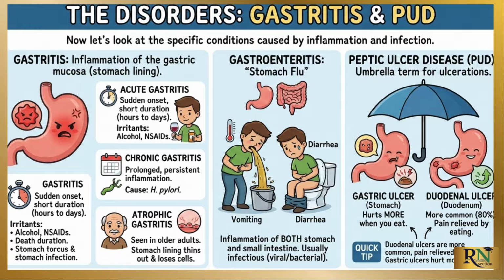Atrophic gastritis, a type of chronic gastritis seen in older adults, where the stomach lining thins out and loses cells. So this is a chronic inflammation causing thinning of the stomach lining and loss of gastric glands. Atrophy means wasting away; the stomach lining gets thin and weak.